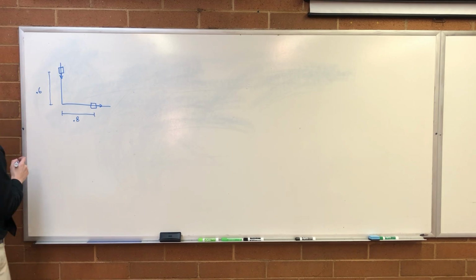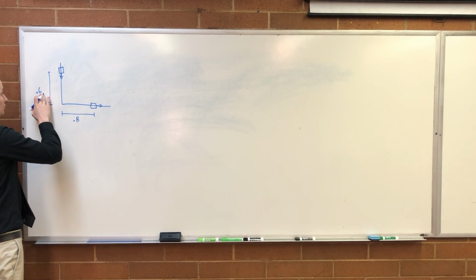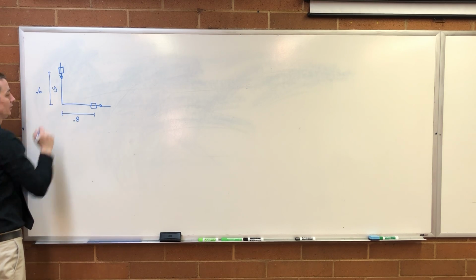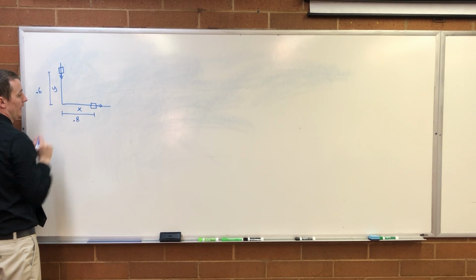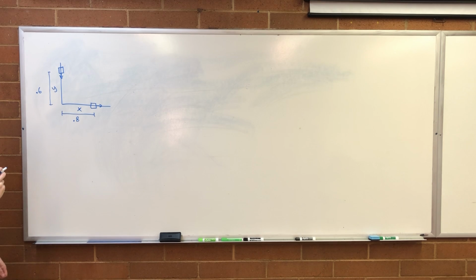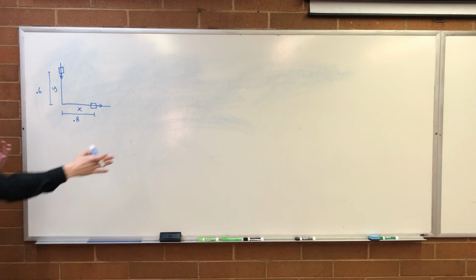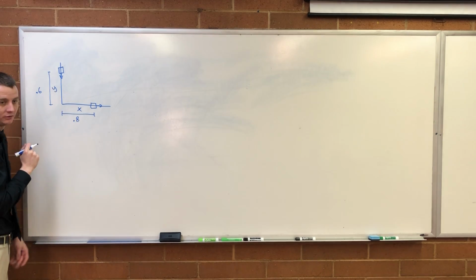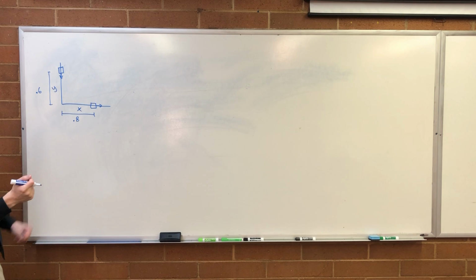Okay, so we'll call the police car's distance here y. We'll call this distance here x. The distances are changing with time now. This is just a particular instant of measurement. These aren't holding still.